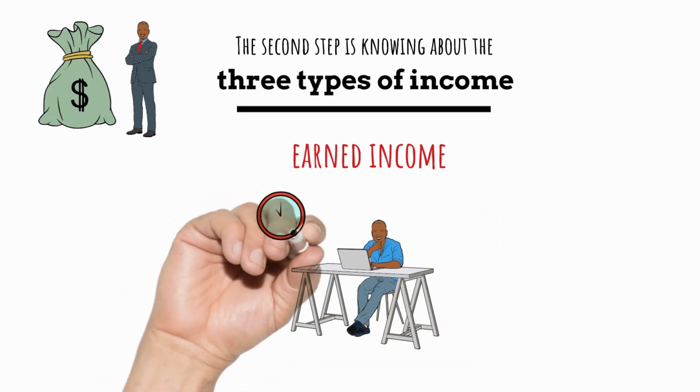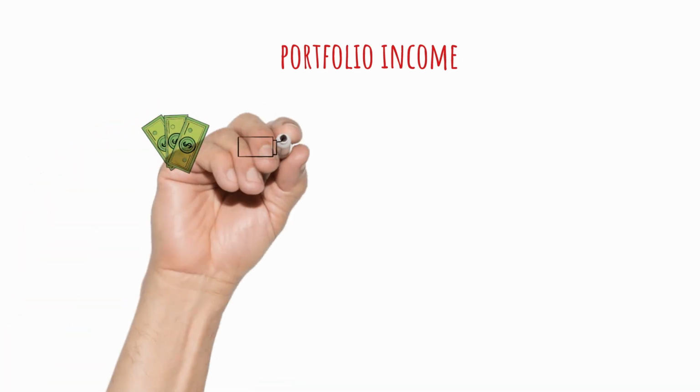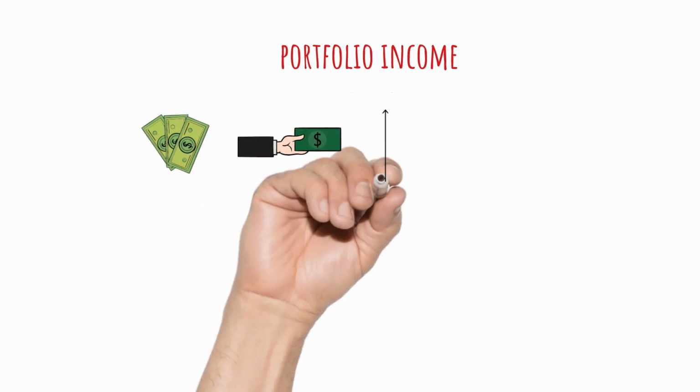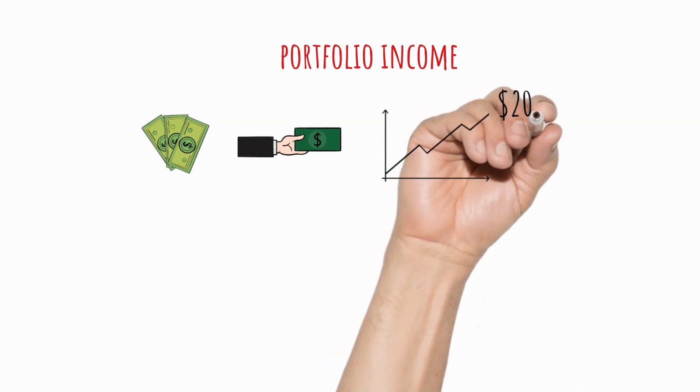This is the money you earn from your job, where you're exchanging your time for dollars. The second type of income is portfolio income. It helps you generate more streams of income by investing in various assets and reaping gains when they're sold at a higher price than you bought them for.